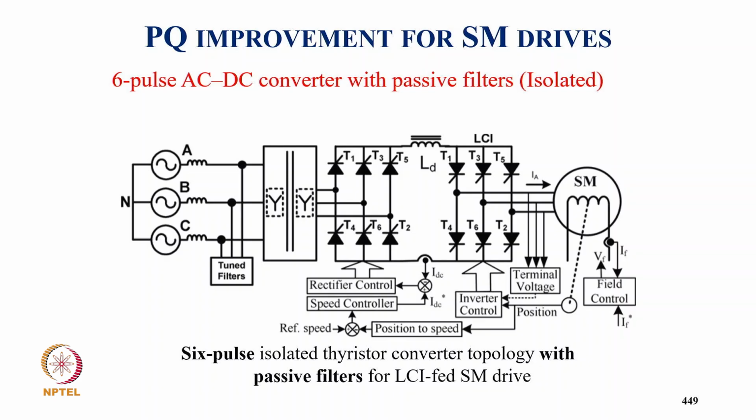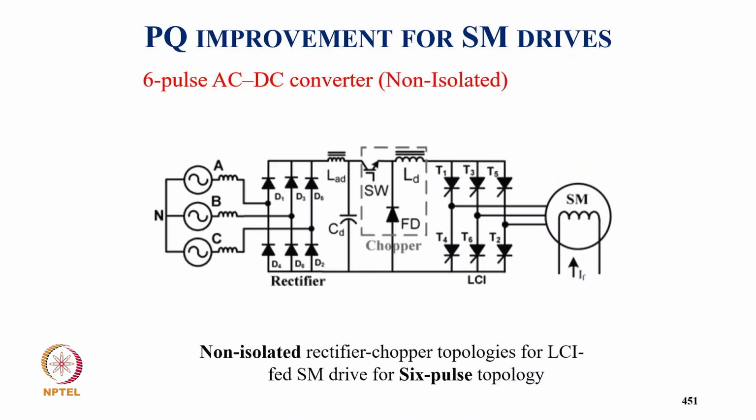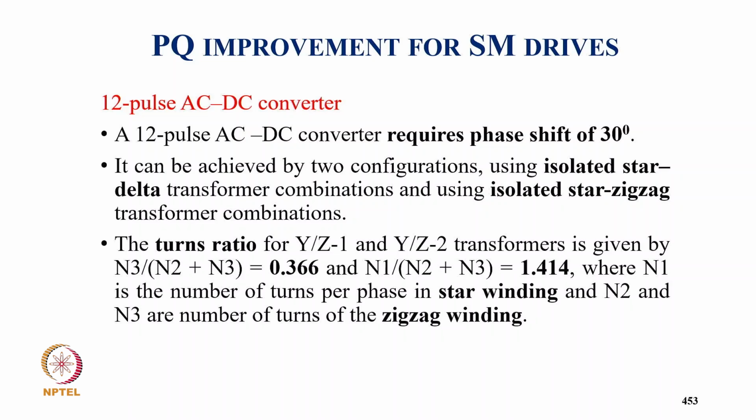And this is typically a 6 pulse converter with passive filter. So we have a passive filter typically on the supply side with distortion, then your thyristor converter with proper control of LCI. Then we have a diode rectifier with unidirectional power flow, a diode rectifier with the buck converter. That is also typically for isolated topology for a 6 pulse converter. Then typically again a diode rectifier with your 6 pulse topology, and these are the THD, of course, supply THD 21%. If 12 pulse AC/DC requires a phase shift of 30 degrees, it can be achieved by two configurations: using an isolated star delta transformer combination, or using an isolated star zigzag transformer.